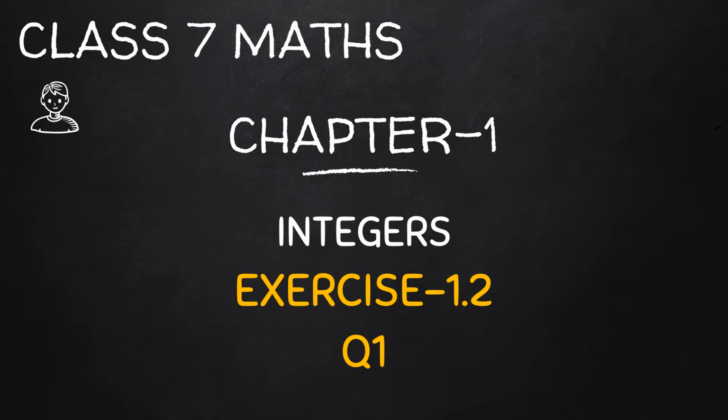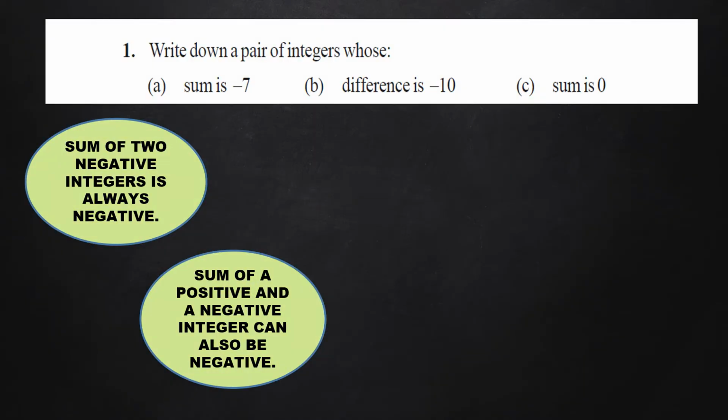Dear children, in this video, let us look at the solution of exercise 1.2 question number 1. The question is as follows. Write down a pair of integers whose sum is minus 7. Right now, we are going to discuss the first part of the question. A part, sum is minus 7.